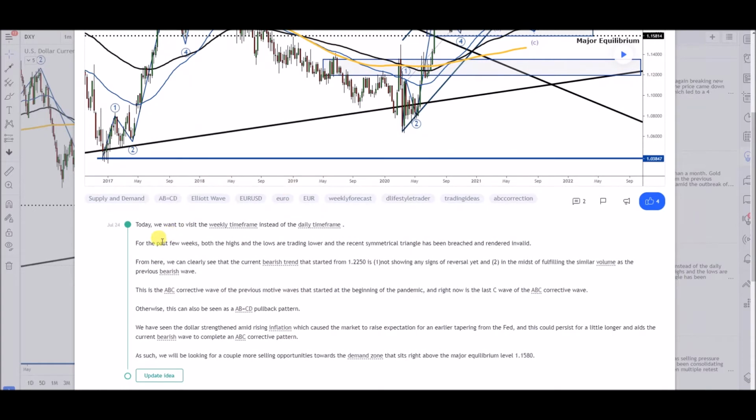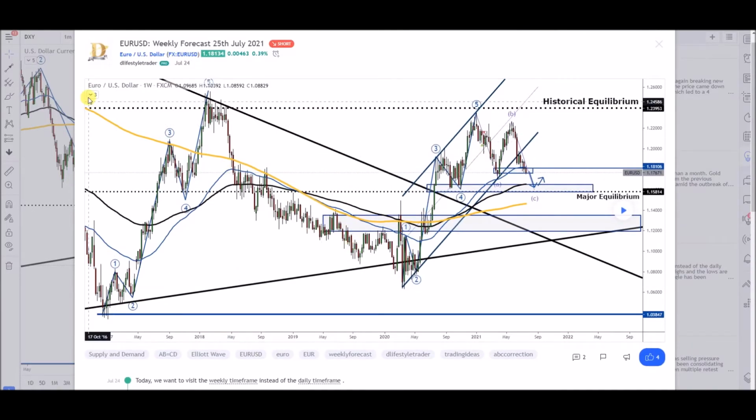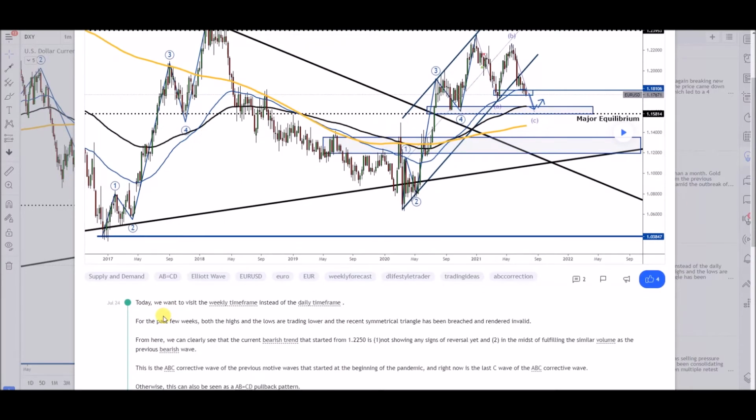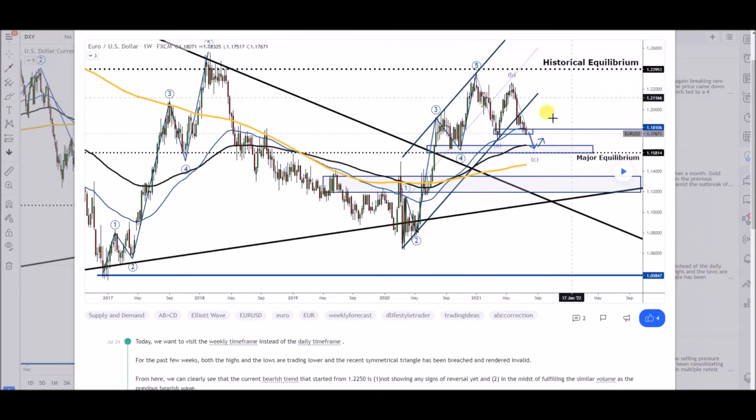So today we want to visit the weekly time frame instead of the daily time frame. So right here we are looking at the weekly time frame. For the past few weeks, both the highs and the lows are trading lower, and the recent symmetrical triangle has been breached and rendered invalid. So the symmetrical triangle, which I have already removed, if you're able to visualize connecting the lows right here and the highs right here, you get a symmetrical triangle, and somewhere right here it has already been broken. So therefore, that formation has been rendered invalid.